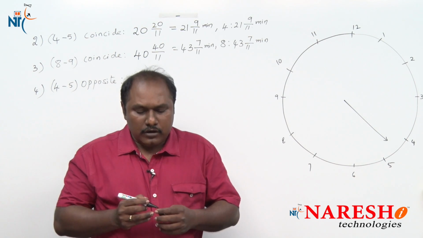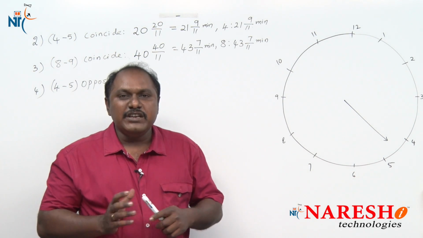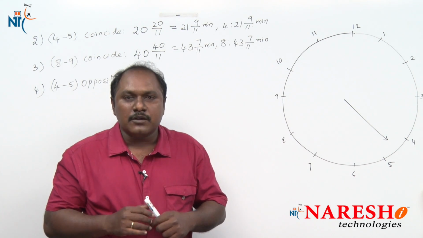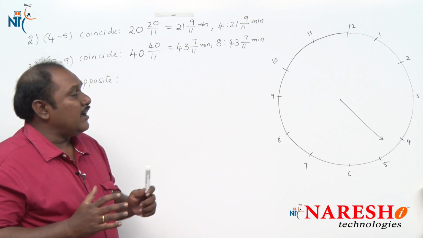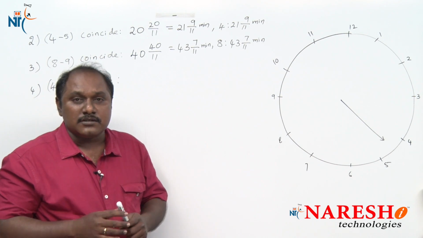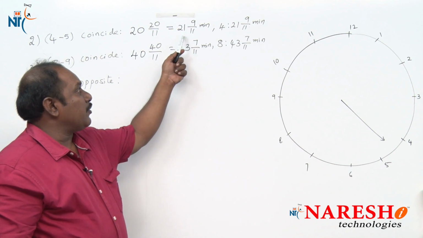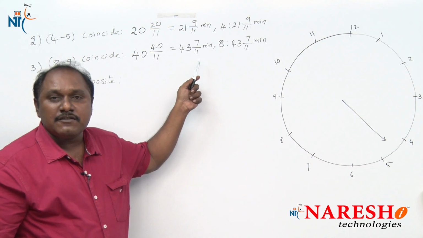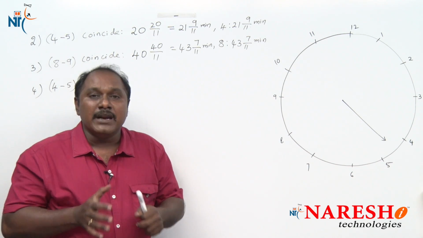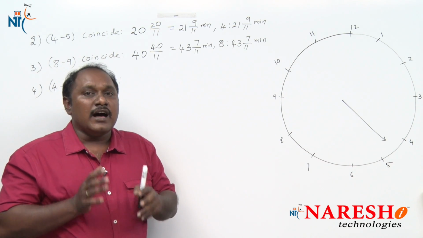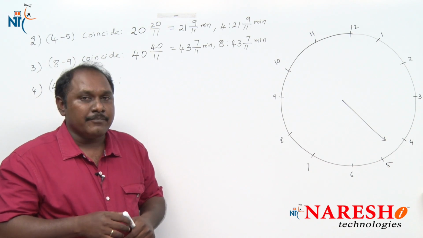Now, generally if you look into the solution for this problem, which hand will give us the answer for the questions? Generally, the minute hand is giving us the answer for the questions. The answers for our questions are 21 9 by 11 minutes, 43 7 by 11 minutes, which are minutes. So, the answer is given by the minute hand.